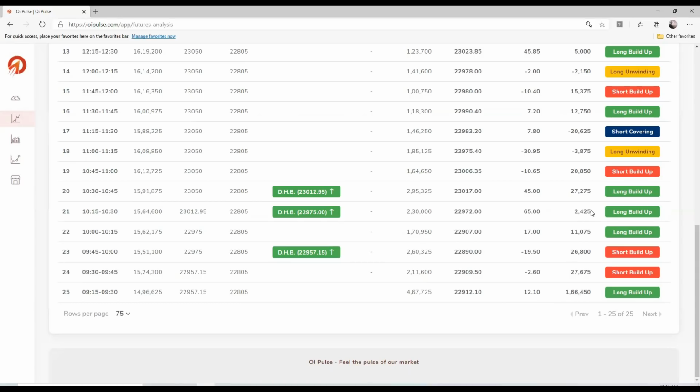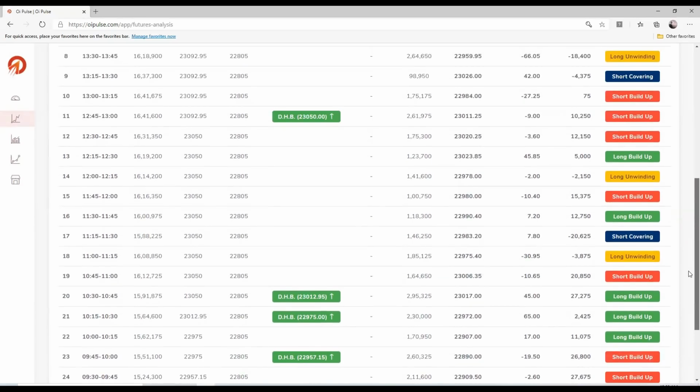Why? Even with the 2,400 quantity of long buildup here, you were able to see a price movement of 65. It is purely because some short covering would have happened. A little bit of long buildup is also happening. But ideally, when you're seeing a long buildup with a huge change in OI, the price has to be pretty significant. If it is not, then you will always see some kind of selling pressure emerging later.